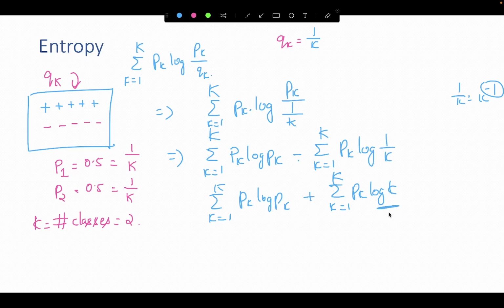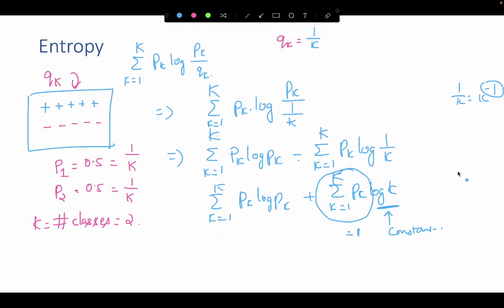So log k, as we can understand, is clearly a constant value. And we also know that the summation of all of the probabilities that we are having tends to 1. So the sum of all probability values for the given data is going to result in a value of 1. So this clearly is a constant term on the right hand side that we are observing.